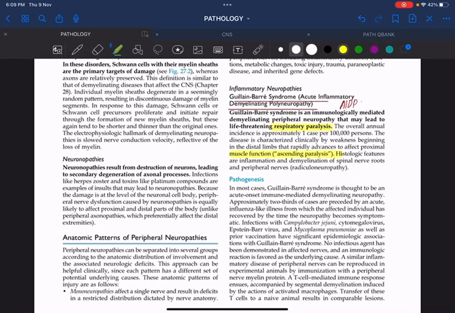Histology shows inflammation and demyelination of peripheral nerves and spinal nerve root. If the nerves are involved, we call it neuropathy. If the nerve roots are involved, we call it radiculopathy. So both are involved. Hence, in GBS, we call it radiculoneuropathy.